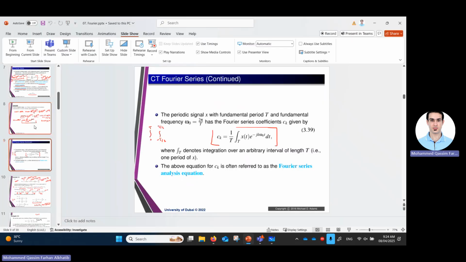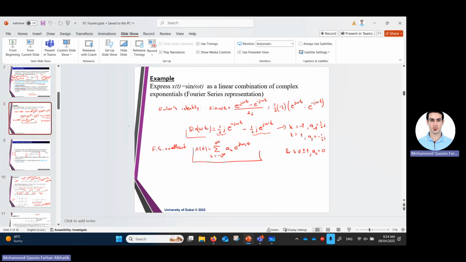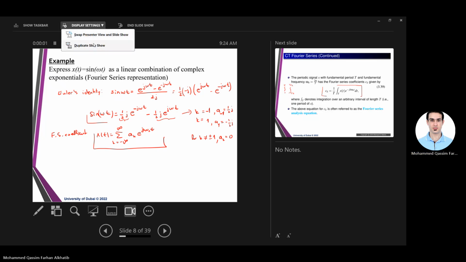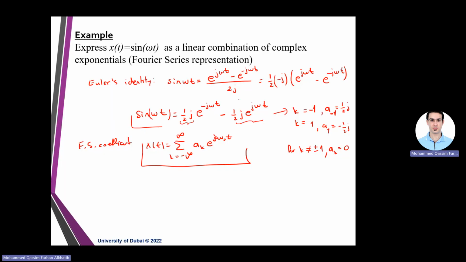And this is how it is solved in the slides. So let's go back here from the current slide. All right, so that's the Euler identity. And by comparing it to the Fourier series, it will have values only at k equal -1 and k equal 1. And here are the values of the coefficients. And it's going to be 0 elsewhere.